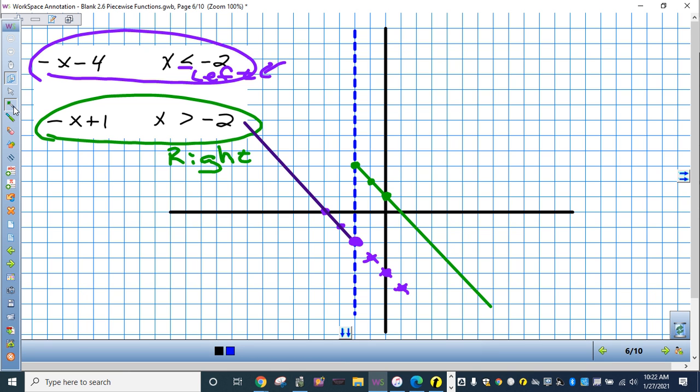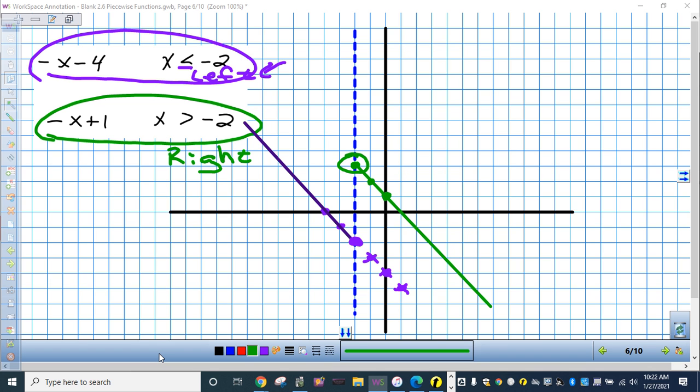On the green dotted line, there is no equal to right here, so that's got to be an open dot right there. Remember, if they're both closed, it's not a function anymore, and I'll take points off.